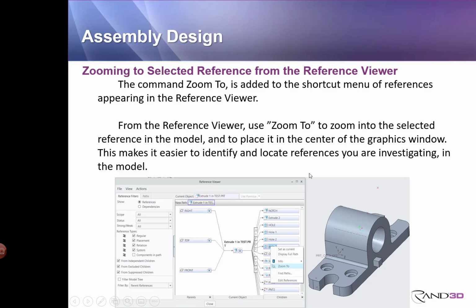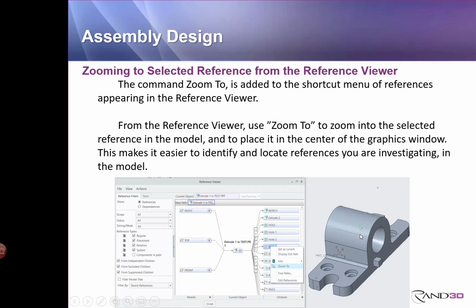Assembly design. So when dealing with assemblies, something that actually works in both assemblies and in part files is the reference viewer. Here I'm showing a part file, but it works the same in assemblies. The reference viewer allows us to see the dependencies between two objects, the parent-child relationships of how they're connected or linked. However, the new function here is if you select on something, instead of just highlighting, you can right-click and say Zoom to, and it will zoom in on that specific object on the model or in that assembly.